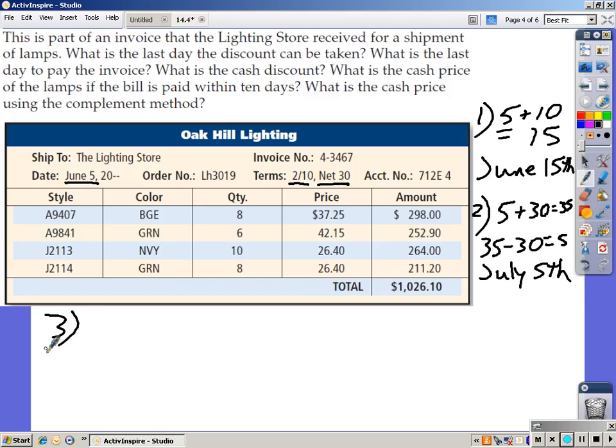says, what is the cash discount? Well, my total for the invoice is $1,026.10. That number's right here. Now, my terms tell me I get a 2% cash discount, so multiply that number by 0.02. Plug that in your calculator, and you get $20.52.